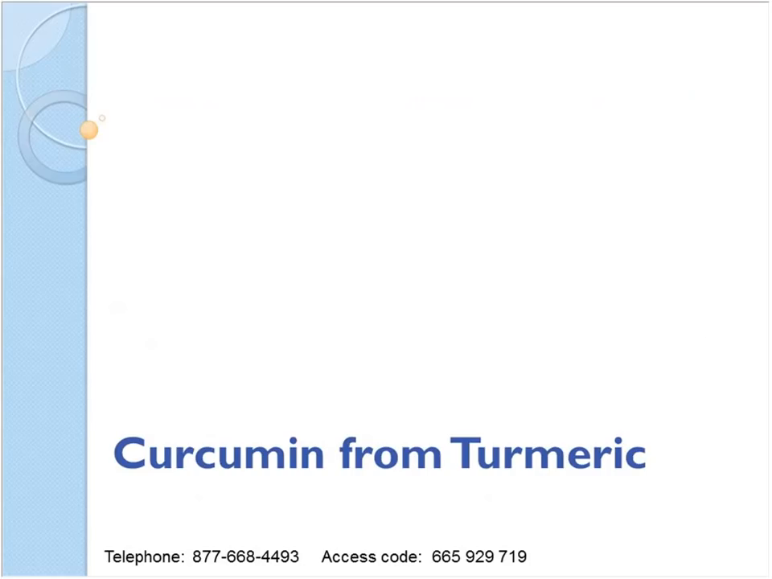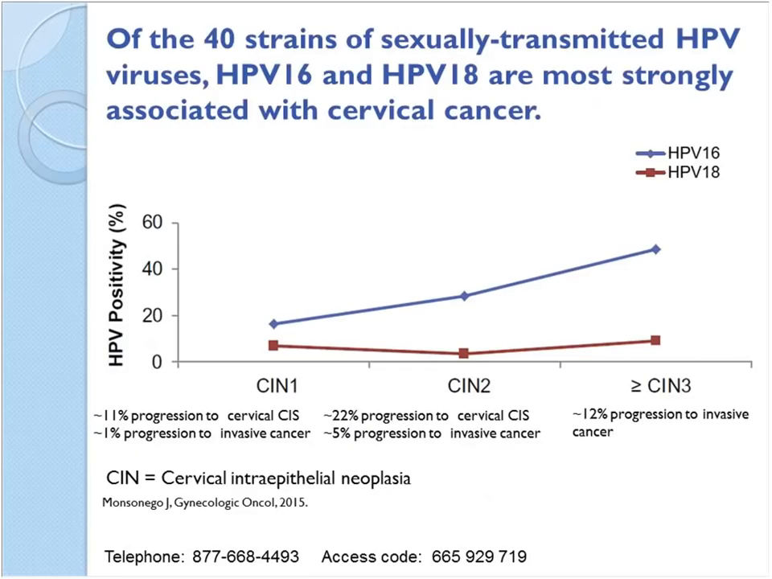Now let's move on and talk a little bit about one of my favorite herbs, which is curcumin from turmeric. I think that when we look back at the 20th century and perhaps the 21st century as well, one of the most important botanicals under research that has thus far been investigated is going to be curcumin from turmeric. Now let's talk about the human papillomavirus that causes cervical cancer.